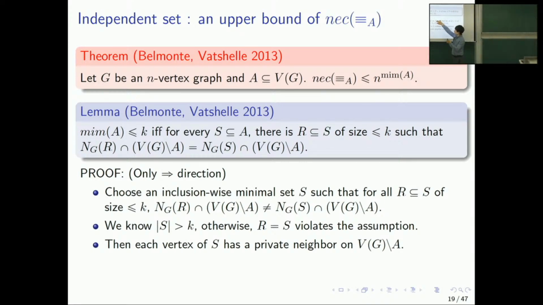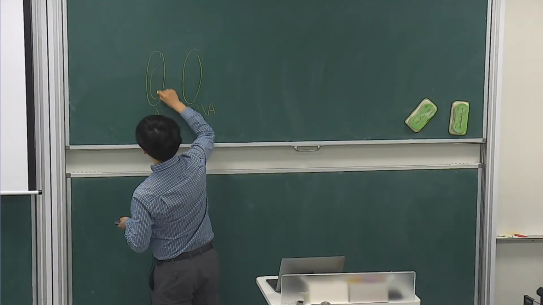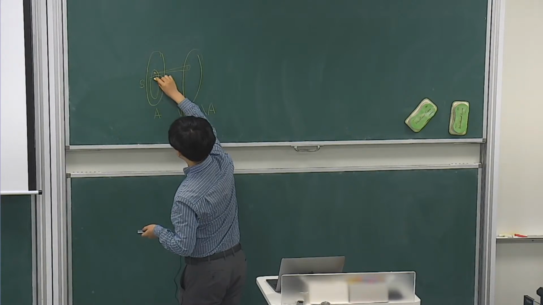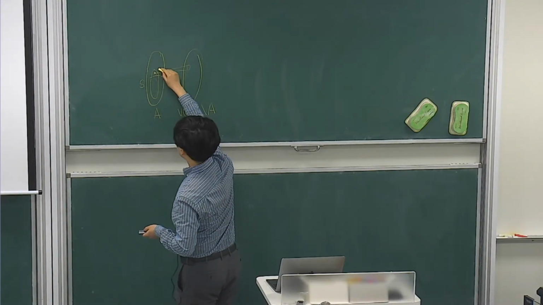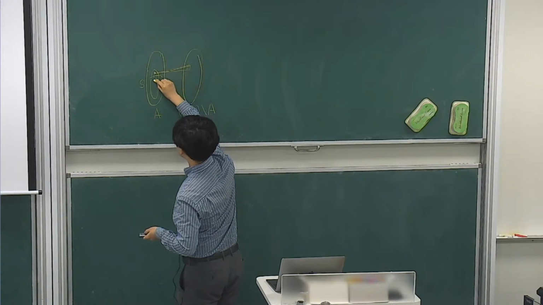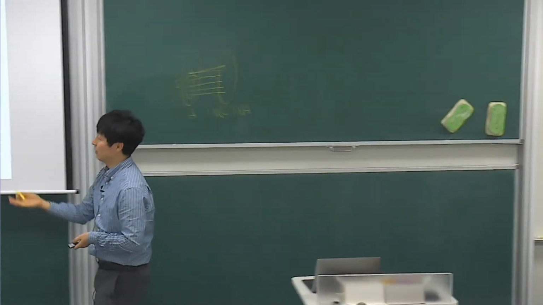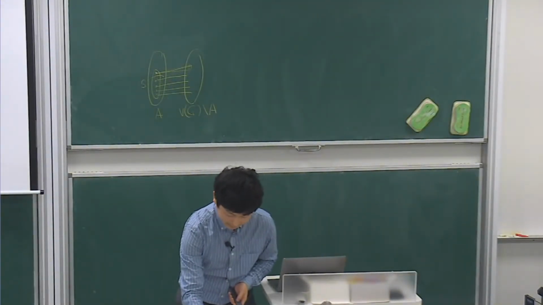Then you can easily see that because of this minimality, each vertex has a private neighborhood on the right-hand side. So maybe I can draw a short picture. So this is A, and you look at the set S here. For each vertex, if all the neighbors of this vertex are dominated by the other part, then you can take a smaller set to claim that. Otherwise, you have a private neighborhood of each vertex. Actually, this gives an induced matching of size bigger than k, which contradicts the assumption. So this is a nice idea, I think.